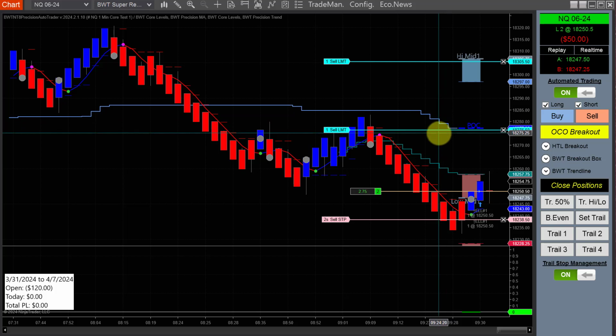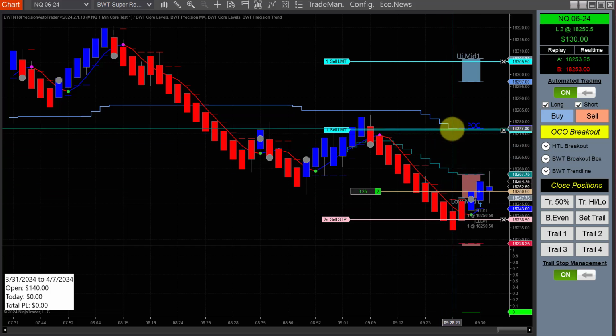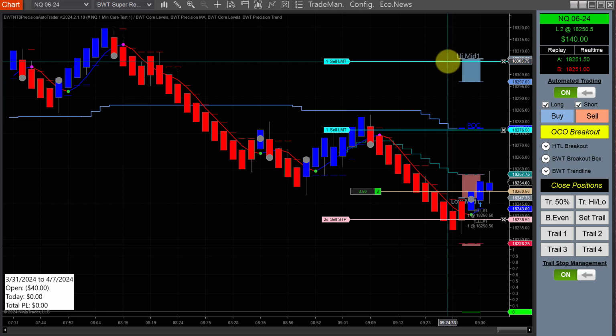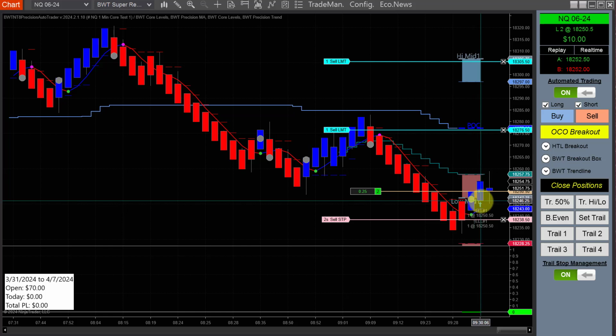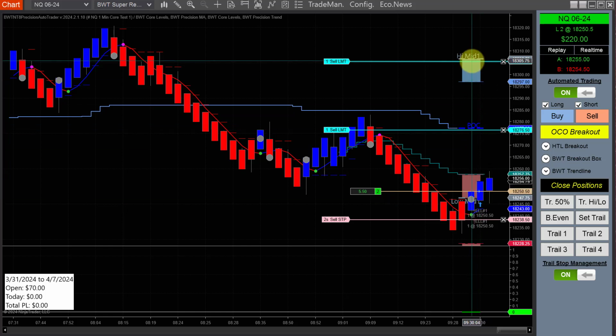This is trading two contracts. The first target is at the blue point of control. So this is one core line away. This is two core lines away. This is how it works. I'll explain more later. The second target is two core lines away. So from the entry, this is one and then two.